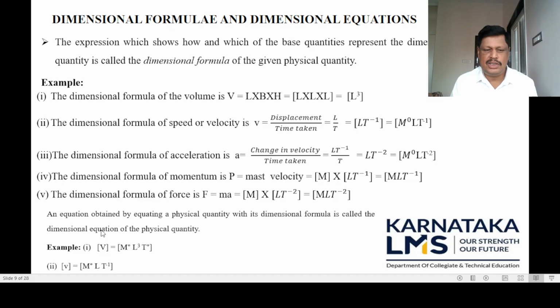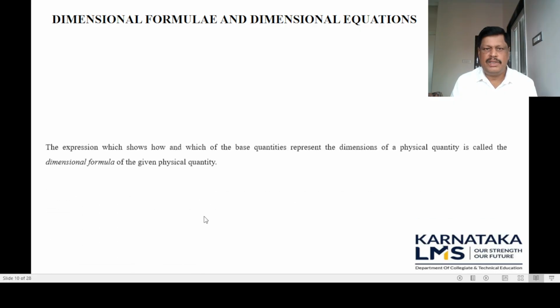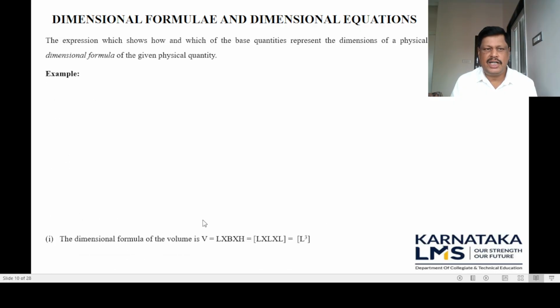So, we already know what a dimensional equation is. A dimensional equation is represented by a physical quantity equated with its dimensional formula. So, volume V is equal to M to the power of 0, L cube T to the power of 0 represents the dimensional equation of the volume. Similarly, velocity, and so on. Dimensional formulae and dimensional equations continue.